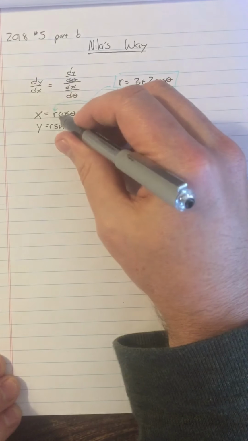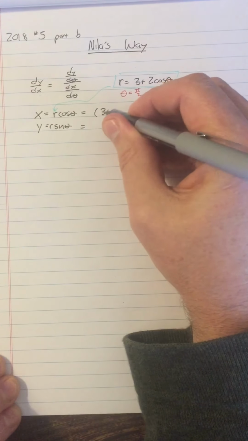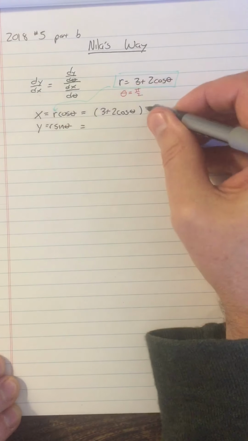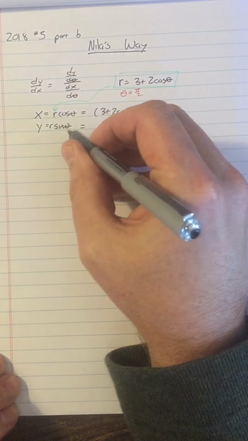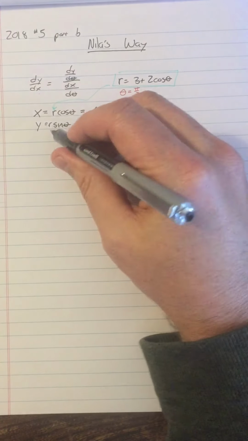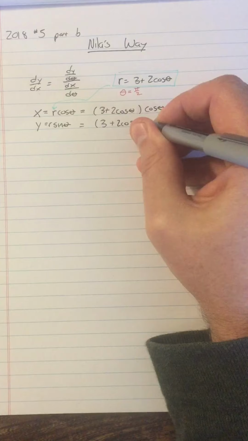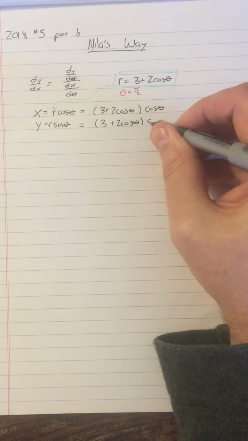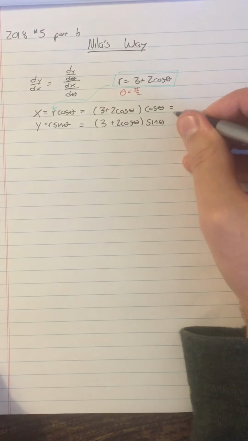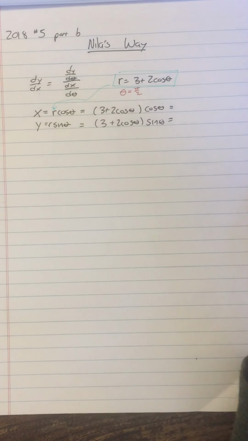So then for our r, we're going to substitute 3 plus 2 cosine theta, and then we have the cosine theta. And then for y equals r sine theta, our r is again going to be 3 plus 2 cosine theta, and then it's going to be times sine theta. And then she just distributes everything out and does the derivatives that way. And it's, I think, much easier because you eliminate a variable right at the beginning.